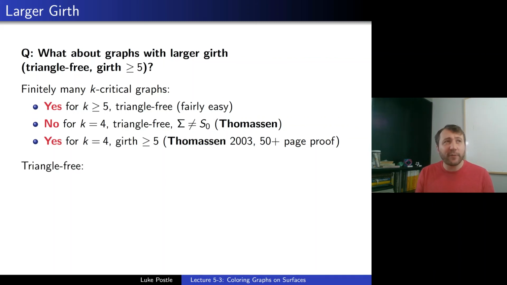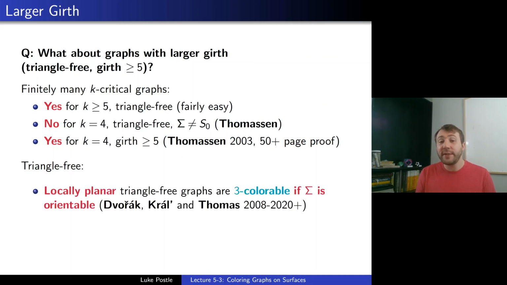So we said no to the finitely many critical when you're doing 3-coloring, and 4-coloring is easy. What about locally planar triangle-free graphs and algorithms? Well, these were actually both resolved by Dvořák, Kráľ, and Thomas. So it turns out locally planar triangle-free graphs are 3-colorable on orientable surfaces. So that's a very nice result. No actually for non-orientable, but yes for orientable.